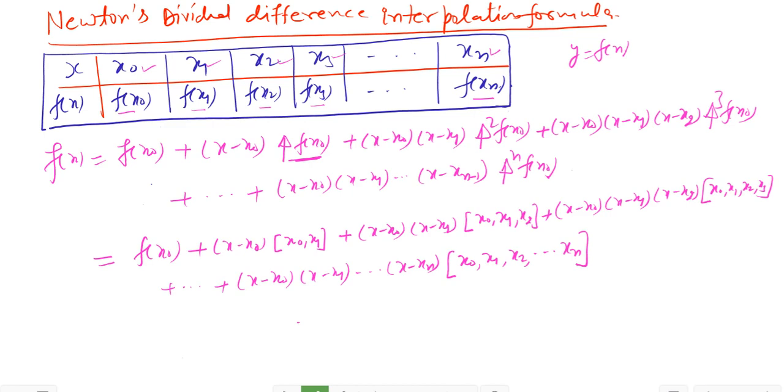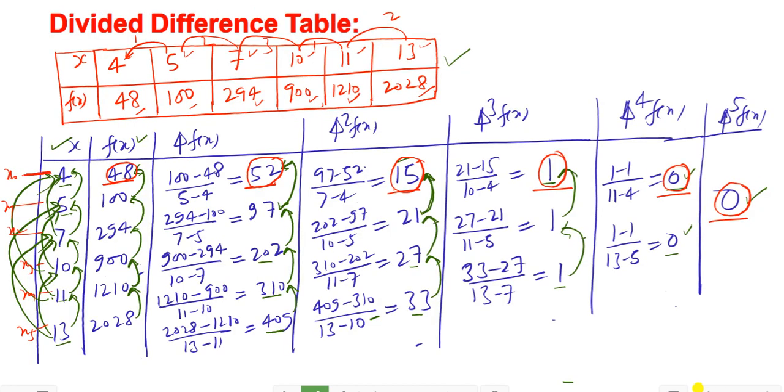So here I am using this formula, and we take the divided difference table with the help of this data, where the x arguments are 4, 5, 7, 10, 11, 13 and the functional values corresponding to the x arguments are 48, 100, 294, 900, 1000, 210 and 2028. So when we compute the functional value by using Newton's divided difference interpolation formula, here I am calculating the functional value at x is equal to 8, that is f of 8.